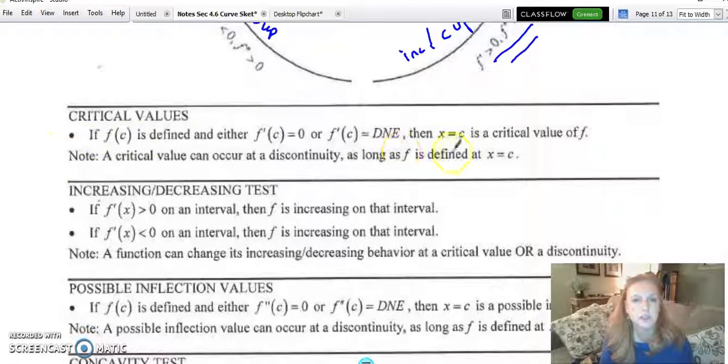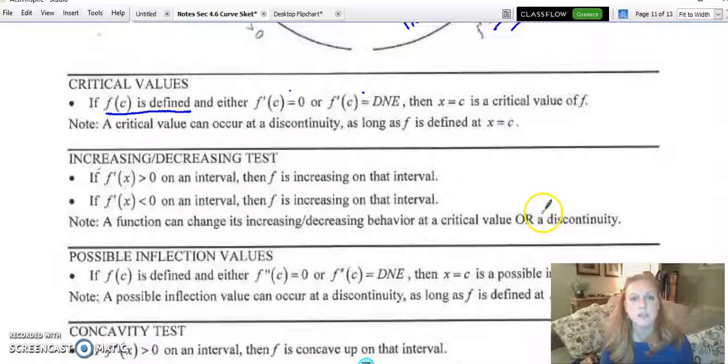Here's your definition of critical values. Your function has to be defined there. That's the continuity part. And then your derivative is 0 or does not exist. These are your horizontal tangent lines. These are either your cusp or your vertical tangent lines. So that gives you your critical values, places where you may have an extrema.